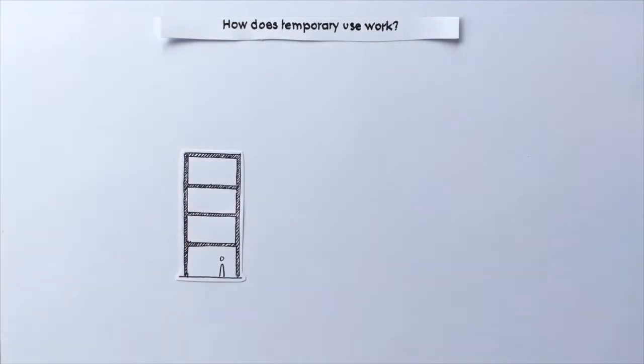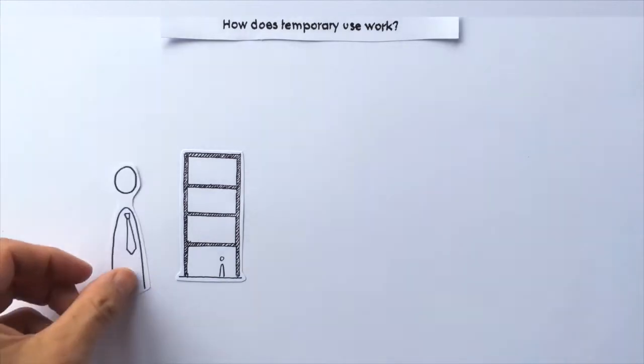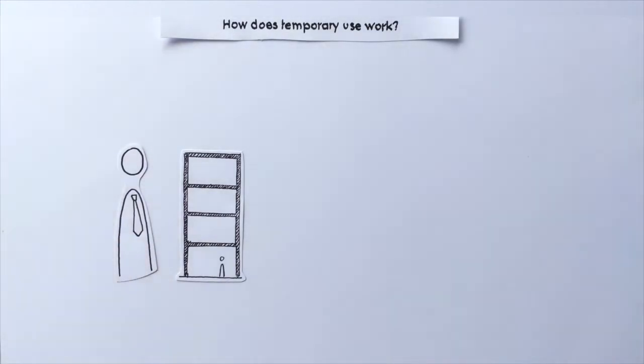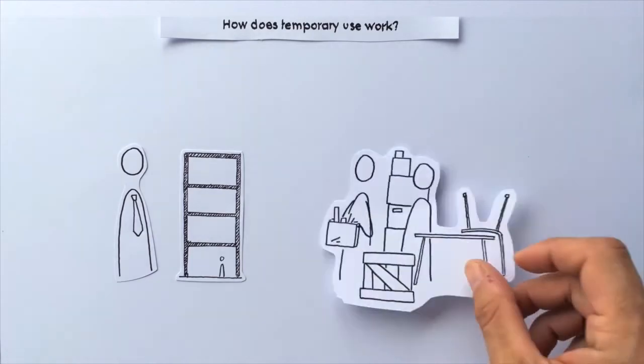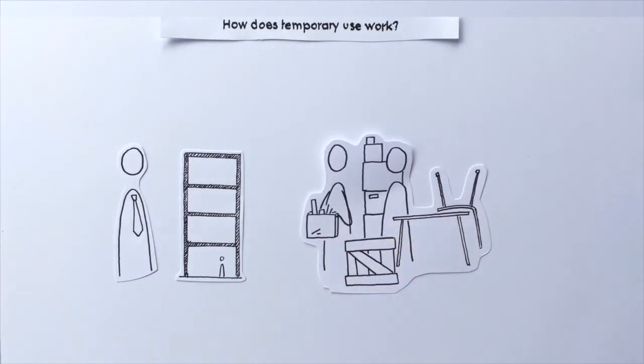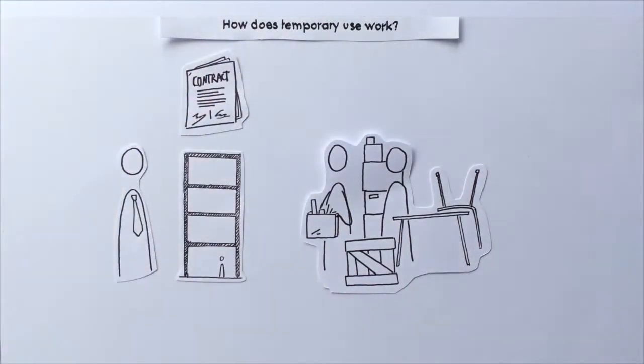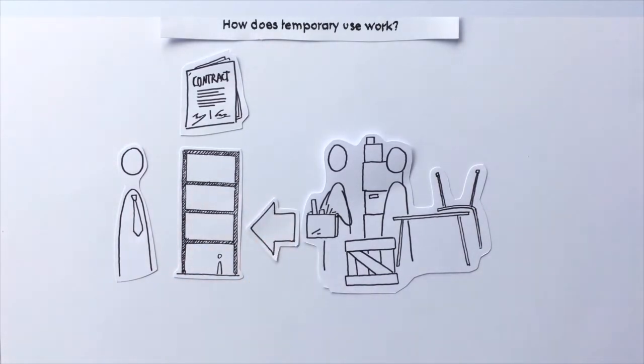So let's imagine an empty property, or one that has not been used for a certain period of time. The owner cannot find any use for this space at market rate. On the other hand, a project initiator is looking for a place at an accessible price. A contract is made between the owner and the project initiator. The project initiator is given this property for temporary use.